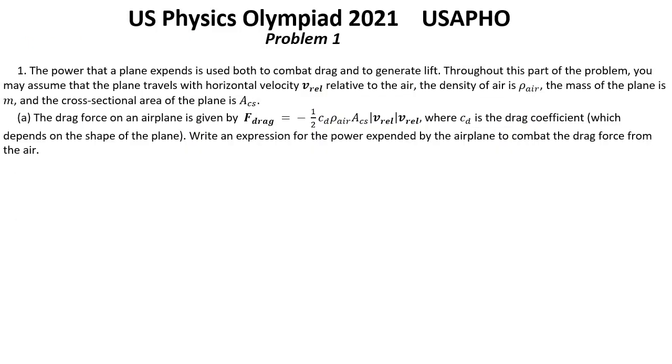Solution for problem 1. Part 1. Question A. Because we have by definition that power equals the dot product of force and velocity, we have power equal to 1/2 CD rho air ACS multiplied by v-rel to the power of 3. That was the solution for question A, part 1.